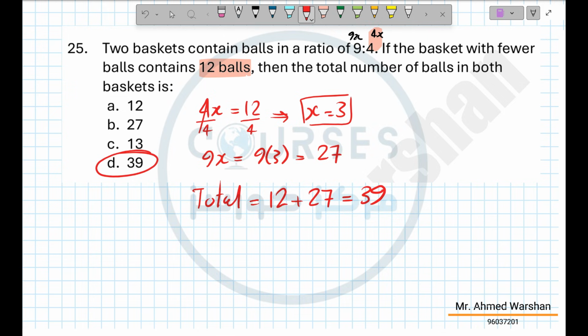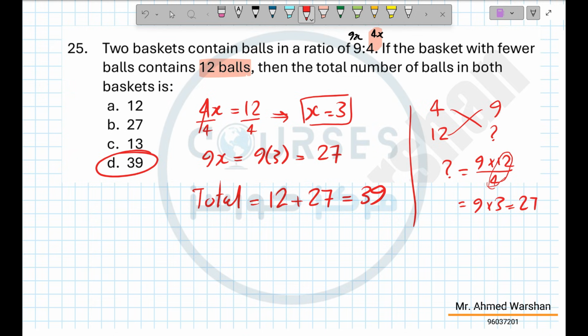You can also do it by comparison. Here, if 4 gives you 12, then 9 gives you what? And cross multiply. So 9 times 12 divided by 4. 12 divided by 4, that's 3. So that's 9 times 3, which is 27. And then you will have to add the 12 to it. It will also give you 39.